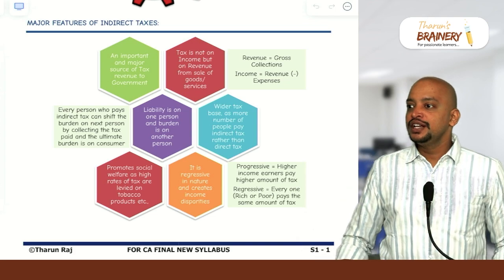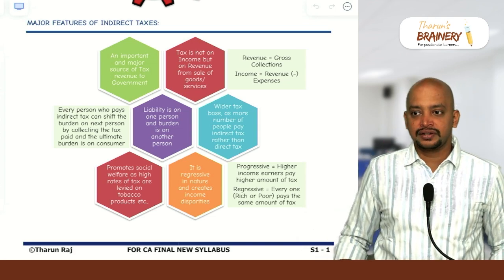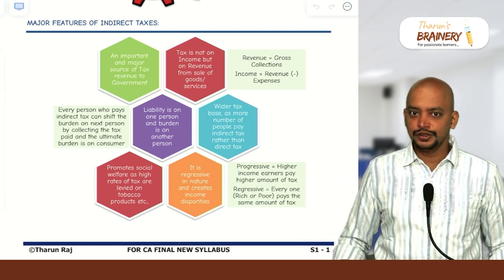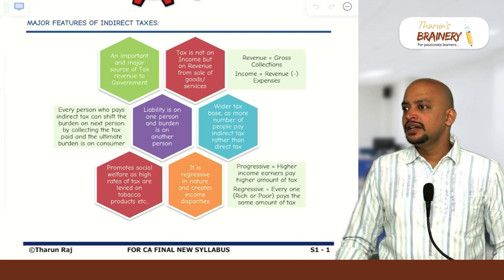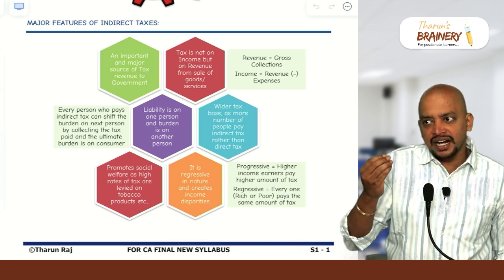Is it possible to have both indirect tax as well as income tax on a single transaction? Is it possible or not possible? What is your view? Possible? For example, there is a chartered accountant who gets fee from the client.